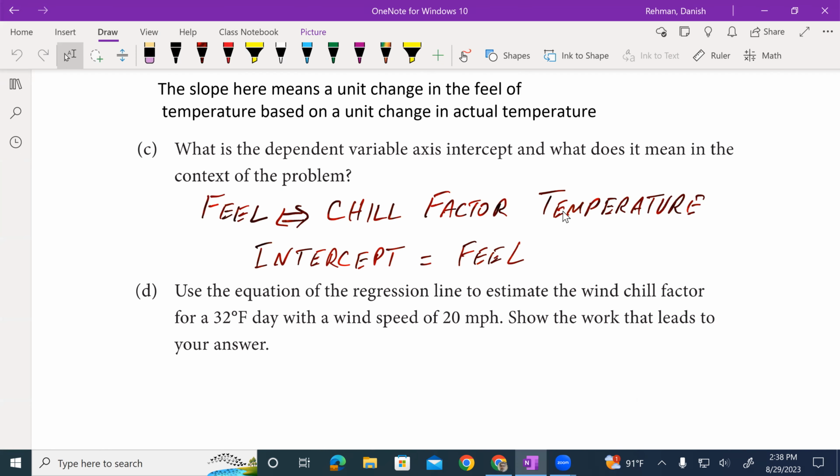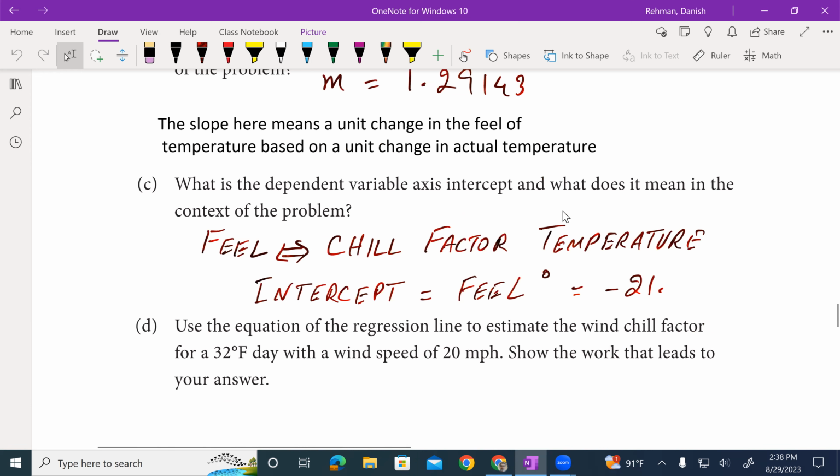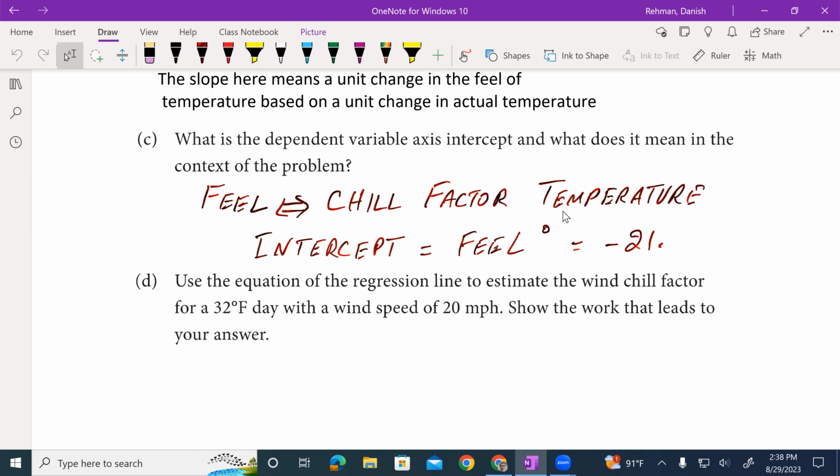Thank you for mentioning that. Field temperature in degrees is going to be negative 21.143. I believe that was 514. So I will just mention 21.51. Make sense? 21.51 is the field.